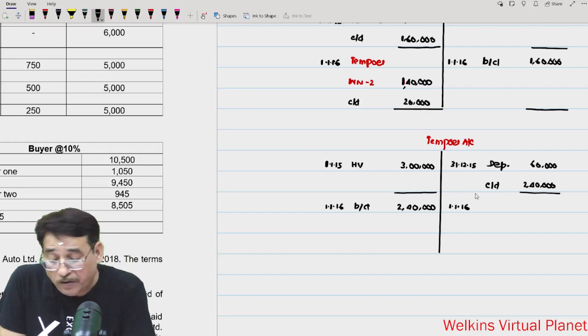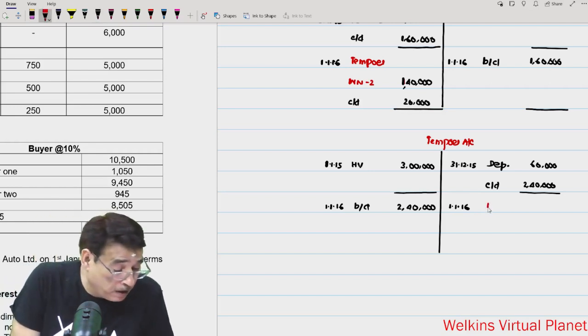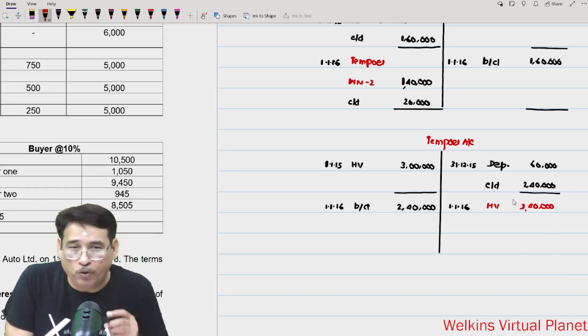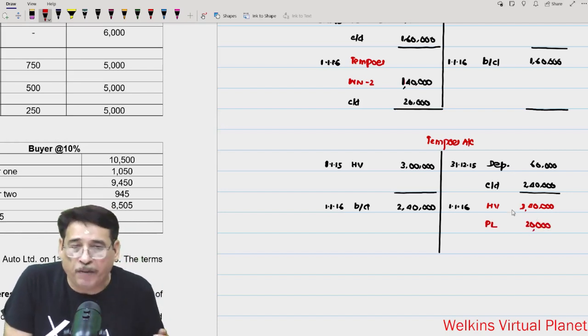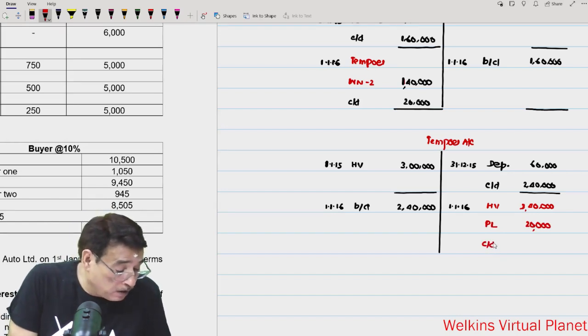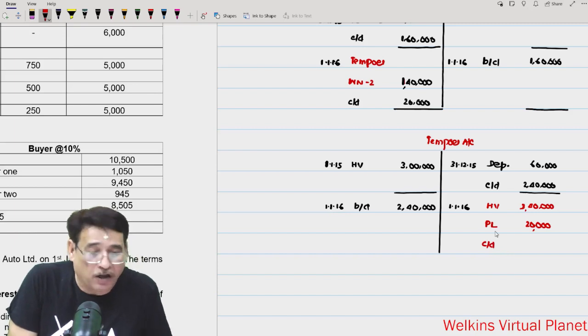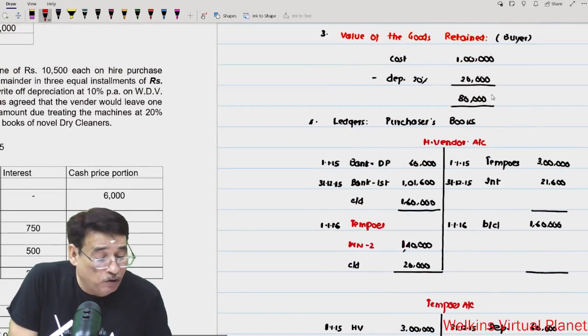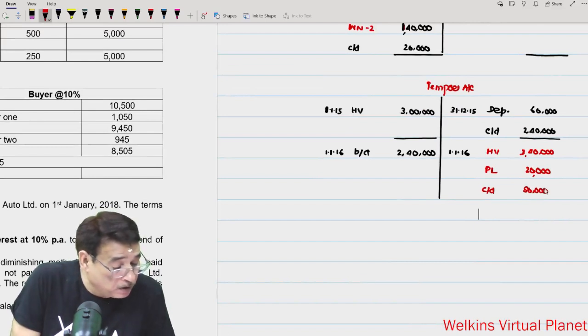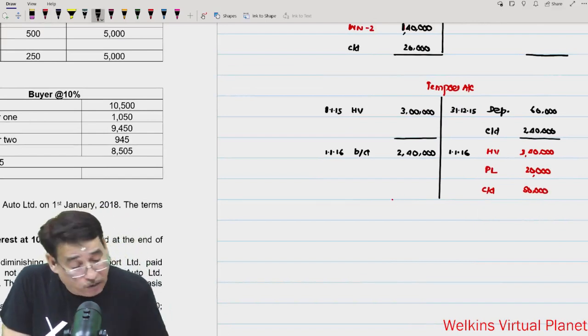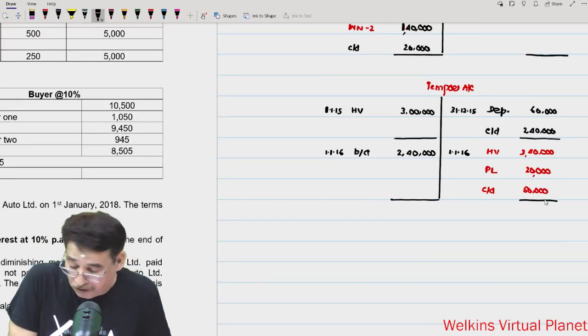So on this date, the tempos have been repossessed by the hire vendor. As we have already seen, he took back two tempos at a valuation of 1,40,000. And when he took back two tempos at 140, we incurred a loss, as we computed earlier, of 20,000, because their value was 160 and he took them back at 140. The balance carried down can be considered a balancing figure also, and we have already computed it as 80,000. So one tempo is lying with us, and its value is 80,000. That is how you prepare the ledgers in the books of the purchaser.